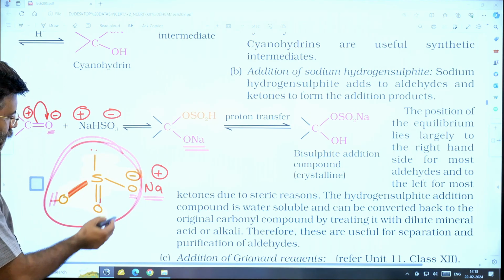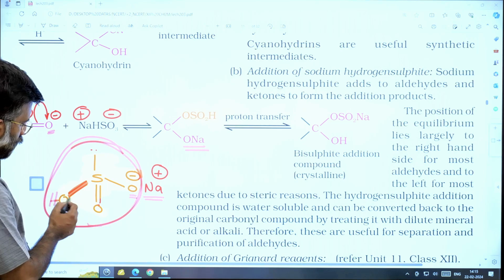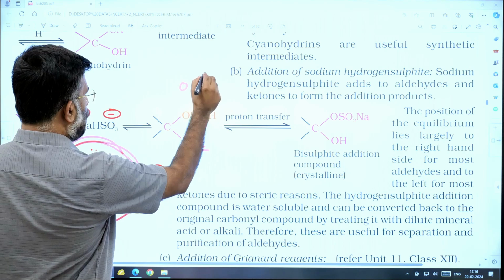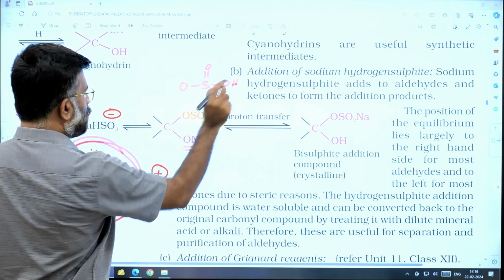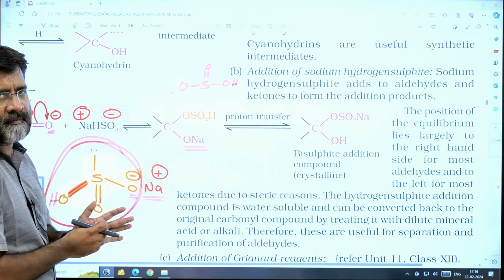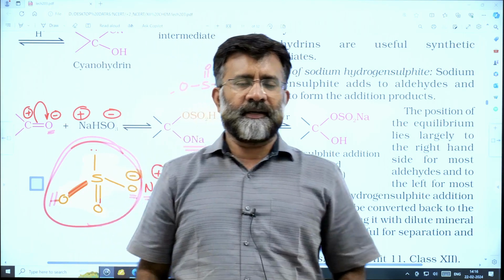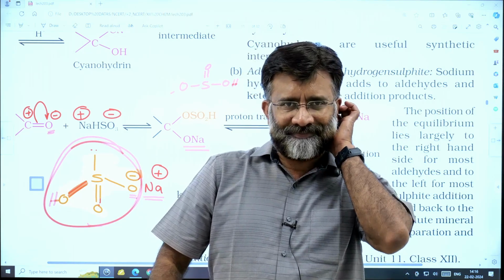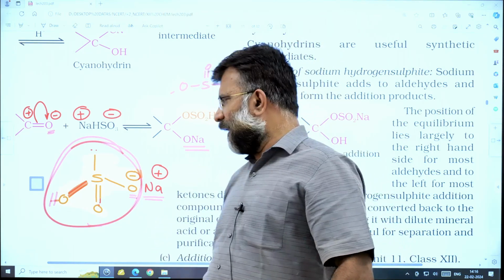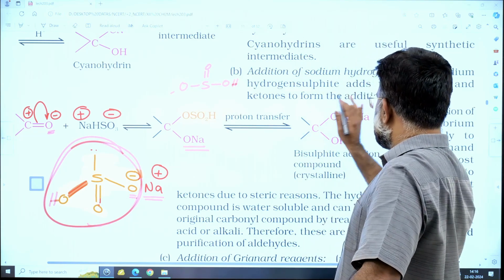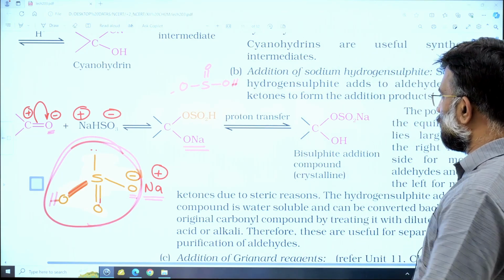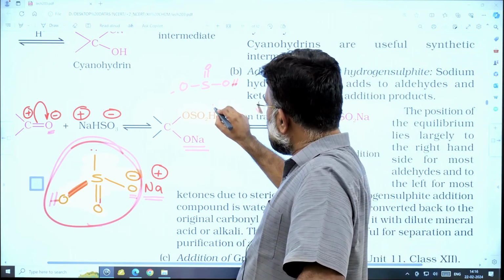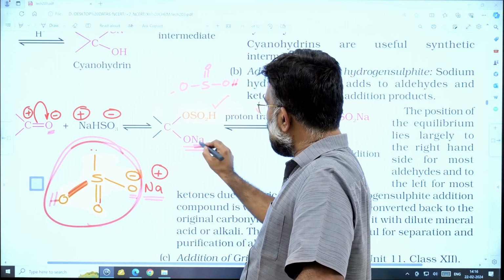What is the nucleophile? OSO2H, rather it is OSOOH, like that. Right? That is the sodium hydrogen sulfite addition product. Same way, a nucleophilic addition reaction, and thereby you get a tetrahedral addition compound, where there is a proton transfer. This H plus will be transferred to this place and Na comes here.